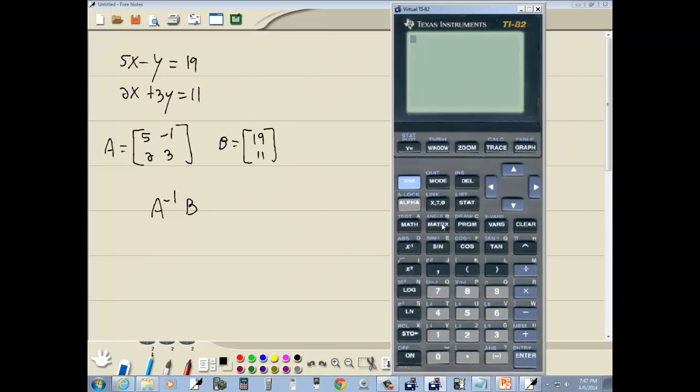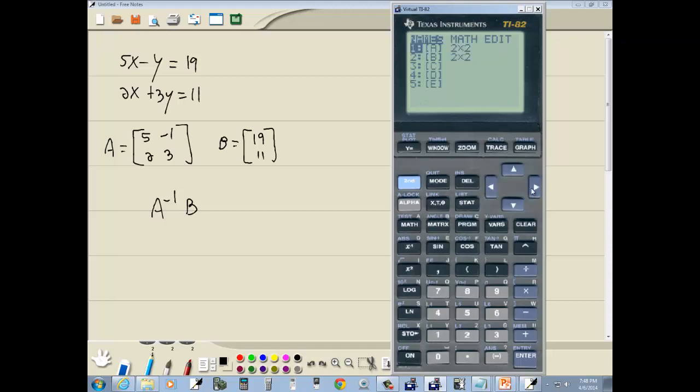So I'm going to go into my matrix, right arrow twice over to edit, and press enter on A. This is asking me for rows and columns. This is a 2x2, so do 2 enter, 2 enter. Then I've got 5 enter, negative 1 enter, 2 enter, and 3 enter. Exit out, so do second mode.